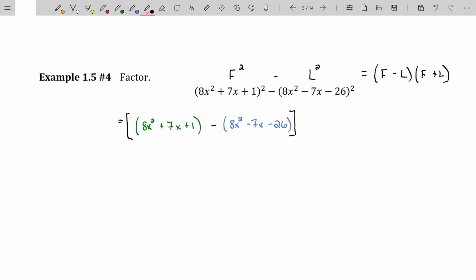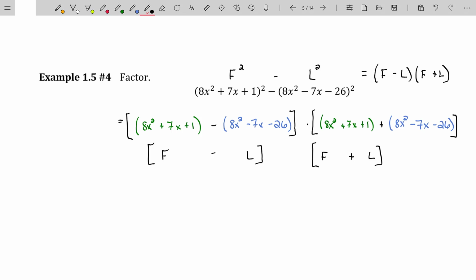That's first minus last. And we need to multiply that by first plus last, because that's how this factors. So first, again, is just that green ink, and the last is the blue ink. Now you may look at that and say, man, that's a whole lot of handwriting. It is, but actually it cleans up very nicely.